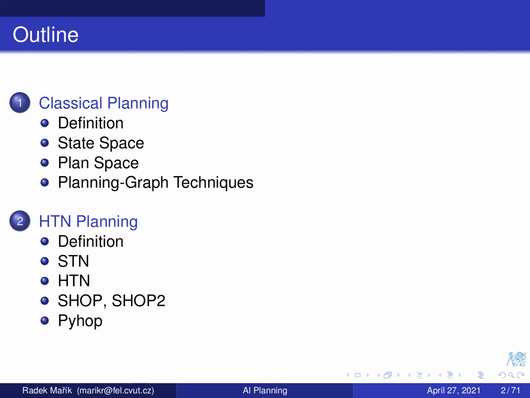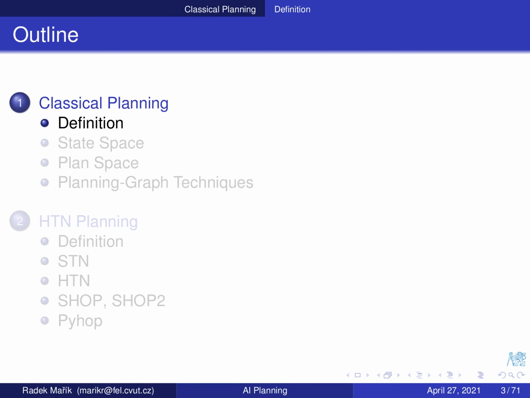And in the second half, I will try to define another branch of planning, HTN, hierarchical task network planning. We will define it. We will see how it can be solved in the simple, let's say, setup, the full setup, and then I will show you some examples, including SHOP2 and PYHOP implementation.